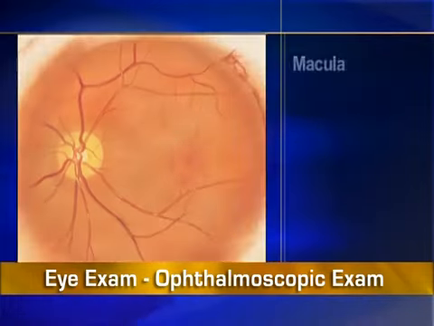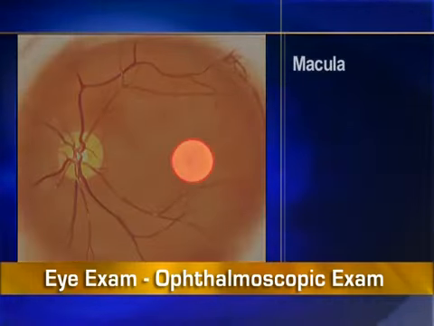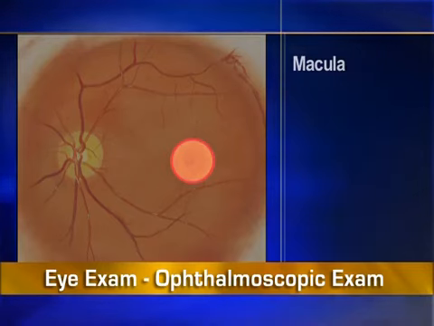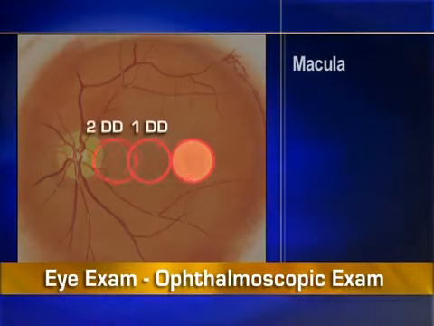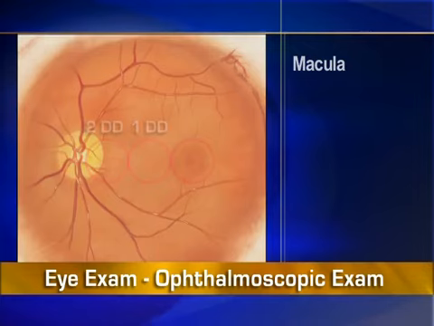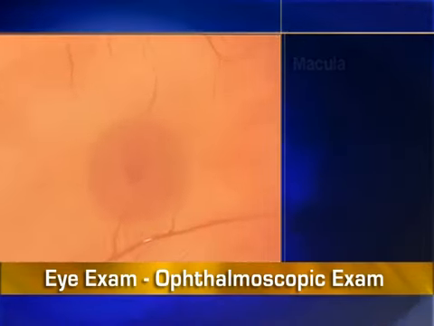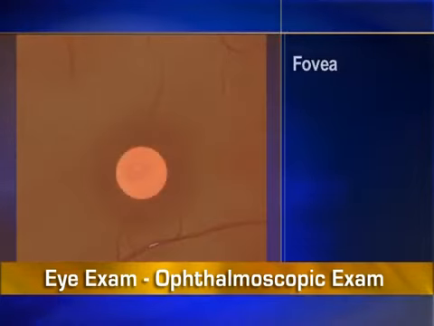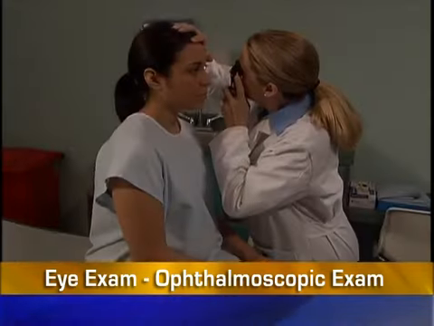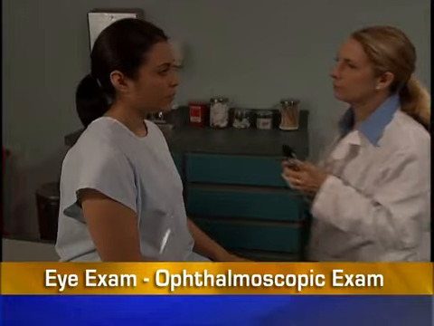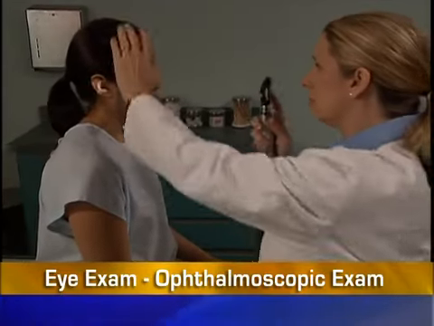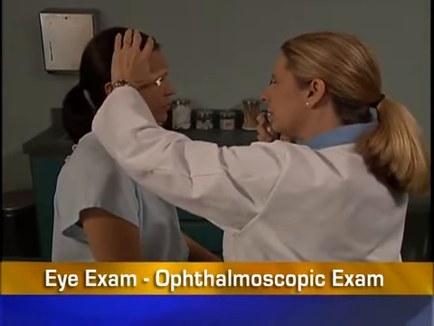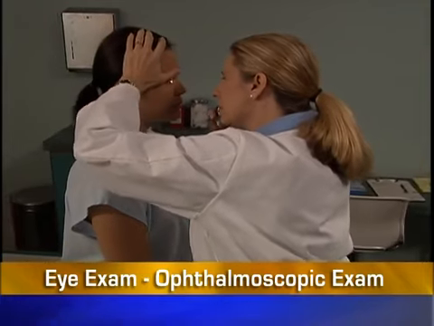Finally, inspect the macula, which normally is 1 disc diameter wide, darker than the rest of the fundus, and located 2 disc diameters temporal to the disc. Within the macula, you may note the foveal light reflex. Then switch the ophthalmoscope to your right hand to examine the right eye. Check for the same characteristics.